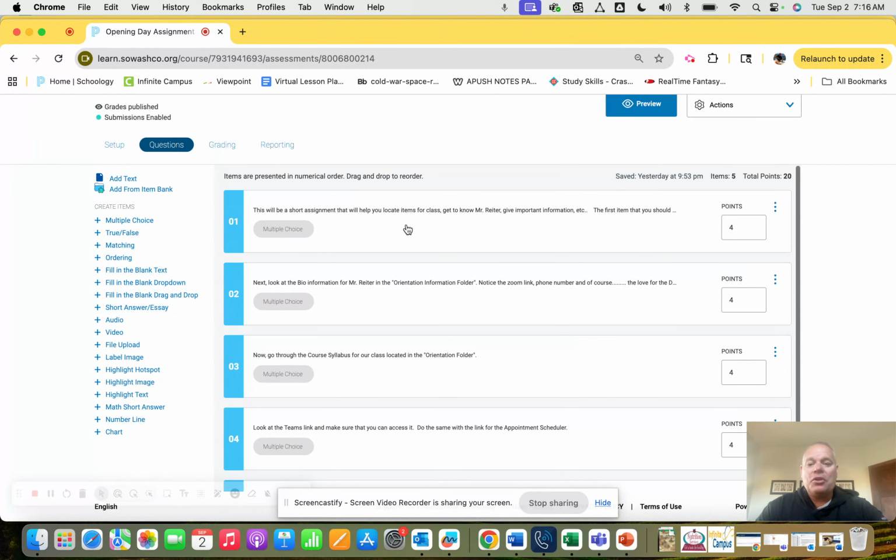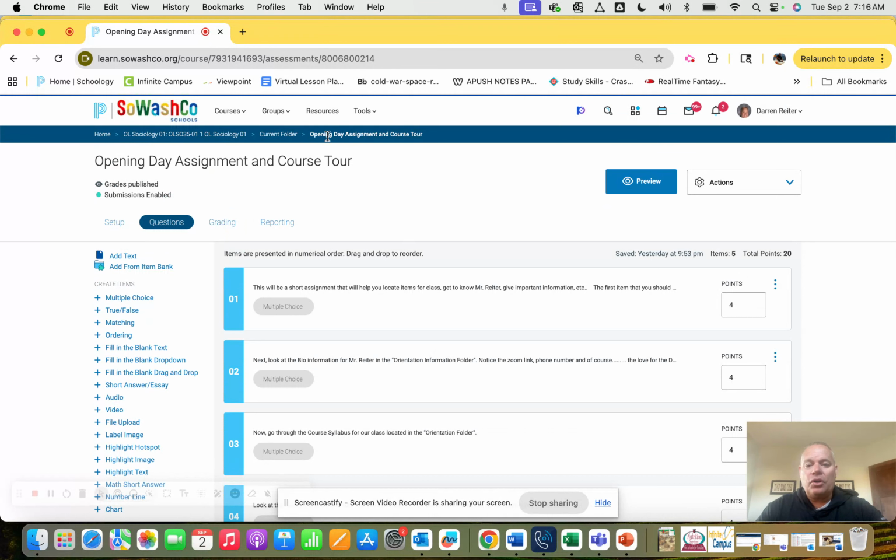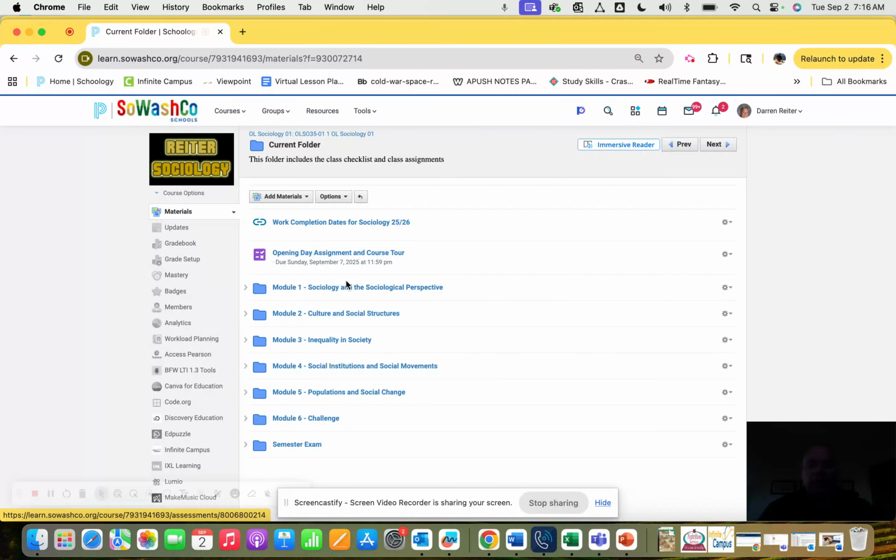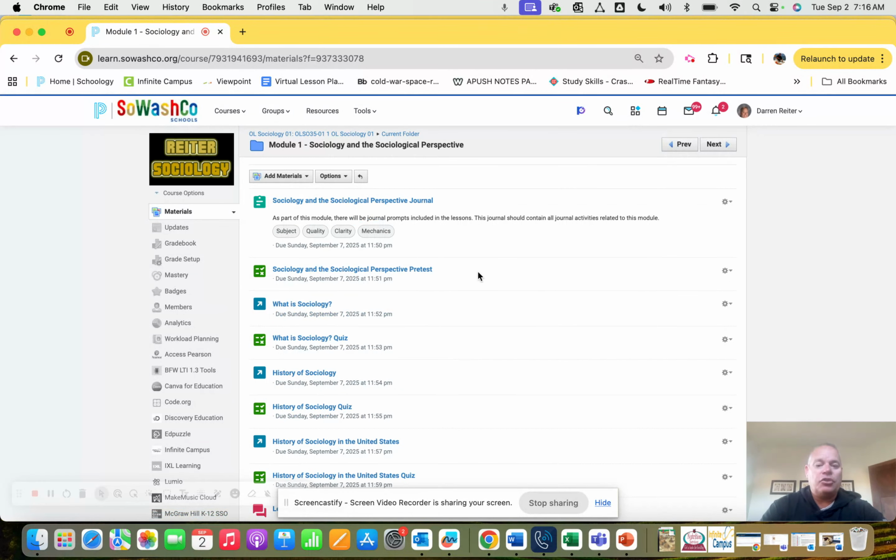Then as you move through the course, when we go into the current folder, you're going to see modules. These modules are little short ones, I call them mini units. Anything that you see in the blue is what we call a mini unit. Usually after a mini unit, you'll find a short quiz. But let's jump to the start so that we know we have everything. Now this journal is going to be assigned first but graded last.